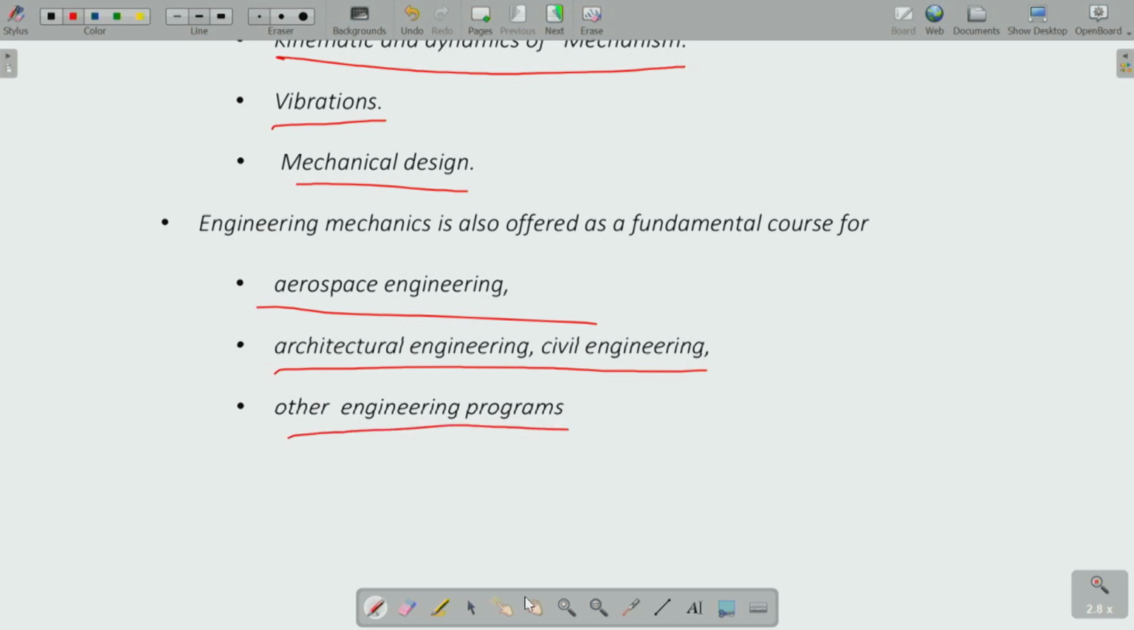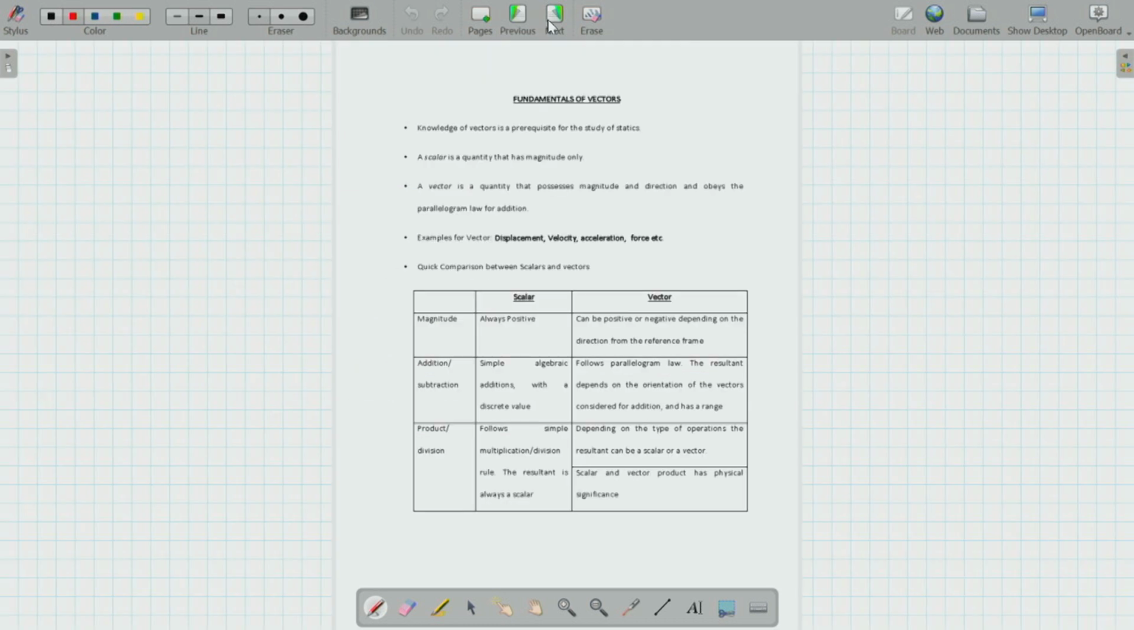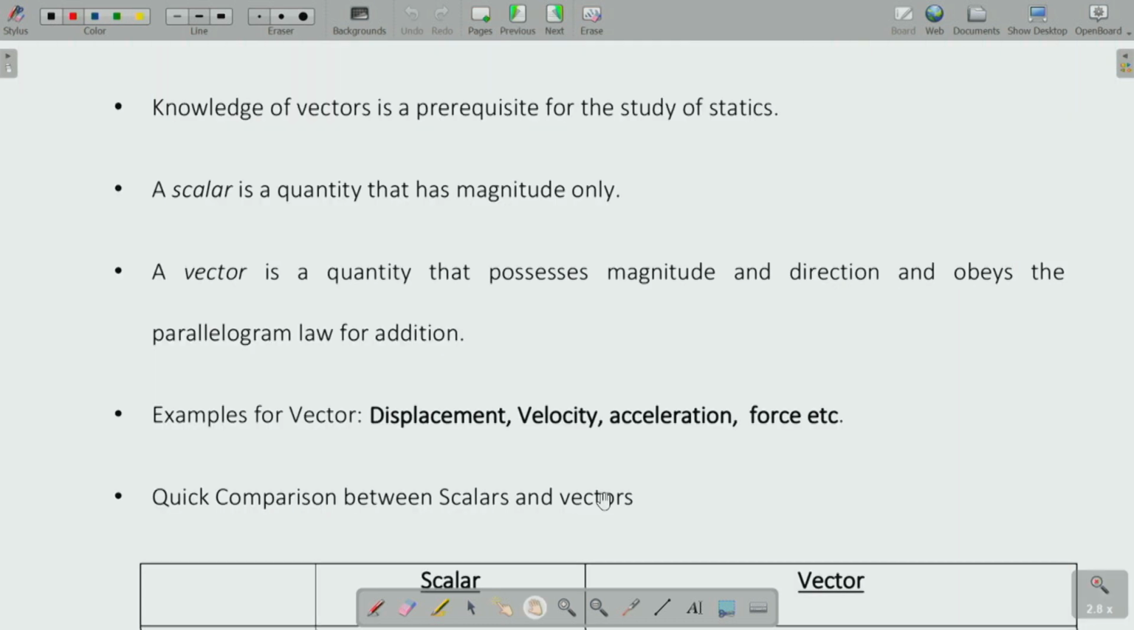With this brief introduction, we will move on to the fundamentals of vectors. Knowledge of vectors becomes a prerequisite to study statics and dynamics. When I say vectors, its counterpart is going to be scalar. Scalars are those quantities which have only magnitude, while vectors possess both magnitude and direction. Examples of vectors are displacement, velocity, acceleration, force, etc.